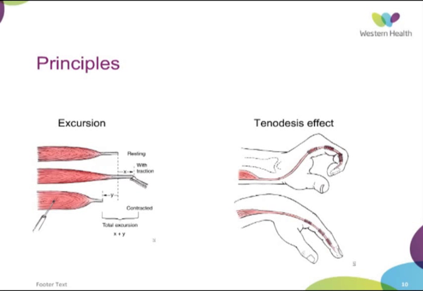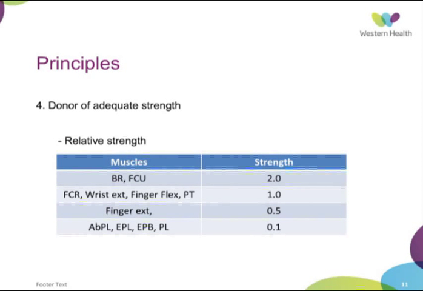So excursion here, you can see in this diagram, it's the length from the muscle contracted to the muscle with full traction on the tendon. And the tenodesis effect, we can see in a diagram of this. You can see here that in wrist extension, the fingers want to flex. However, if you take the wrist into flexion, you're able to get full extension of the fingers to augment the graft.